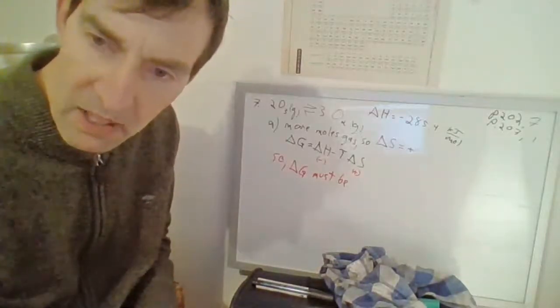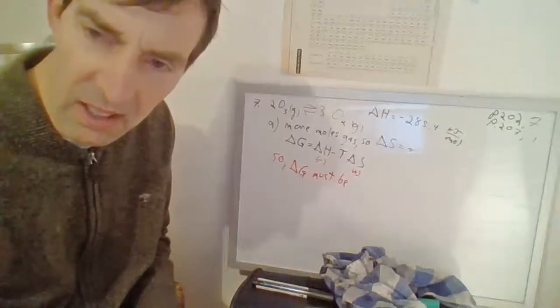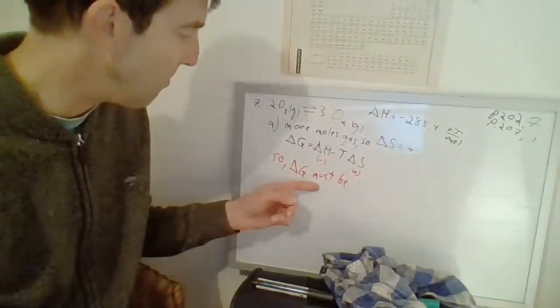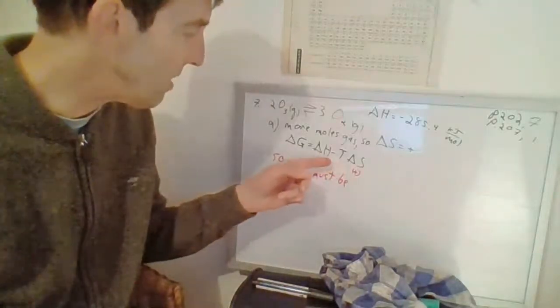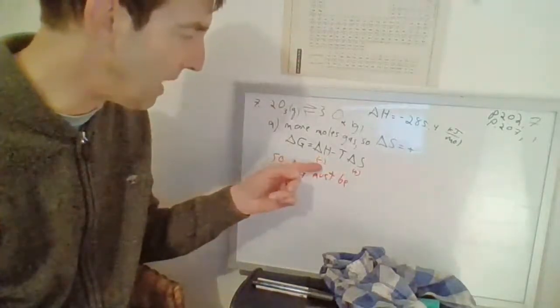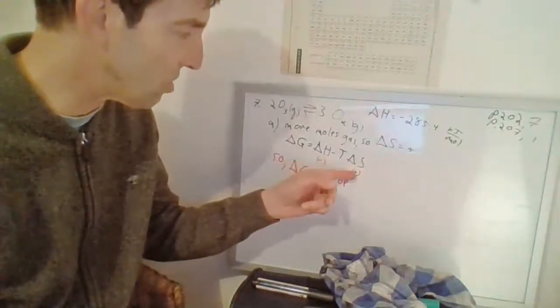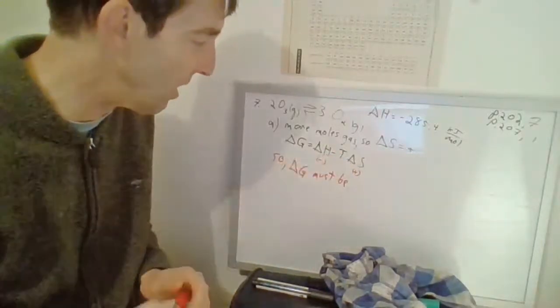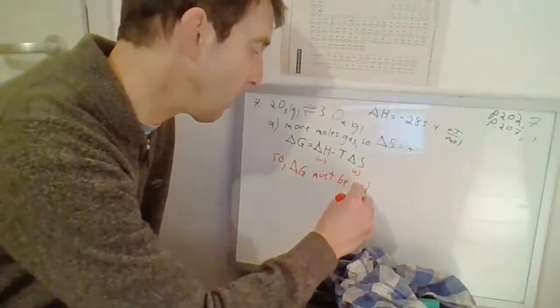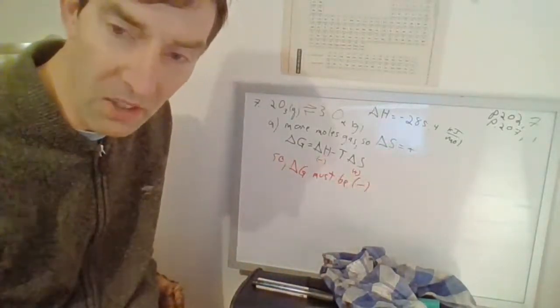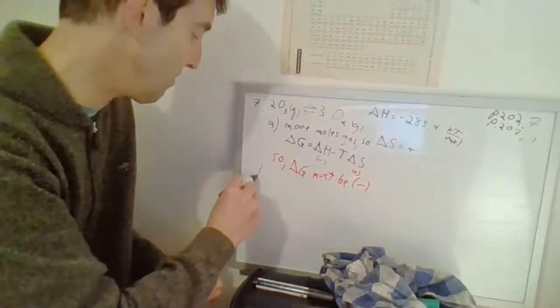Let's see. I think it's got to be negative, gang, because it's a minus, and then another minus because this is just positive. So it's just going to be a lot of negative. Okay? I think it's got to be negative. That's part A. Let's do B.